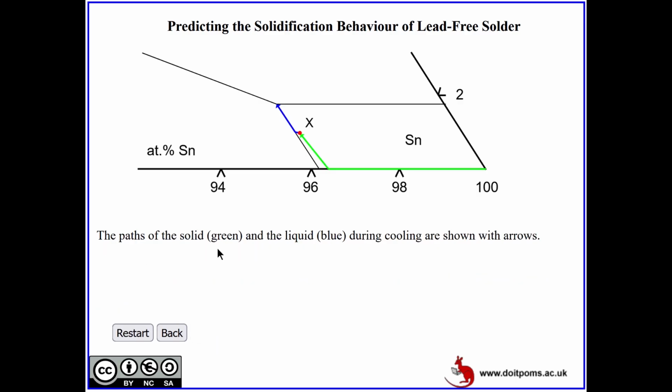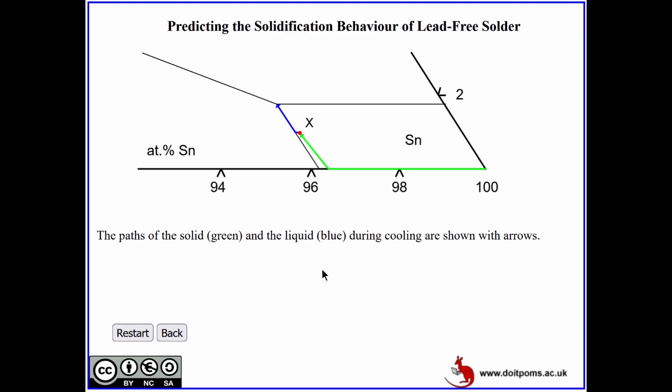The paths of the solid in green and the liquid in blue during the cooling are shown by the arrows. So you can see here how the solid composition changed, eventually reaching the overall composition. The liquid's composition started from the overall composition and shifted, getting enriched in copper more and more. Finally, when the solidification is complete, whatever solid formed is going to add up to this overall composition here. That's why the solid's composition moves along this line.